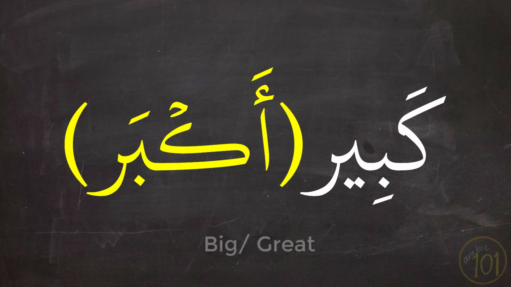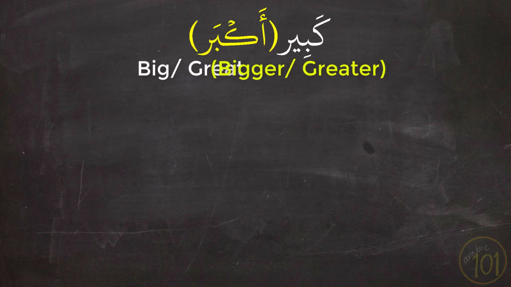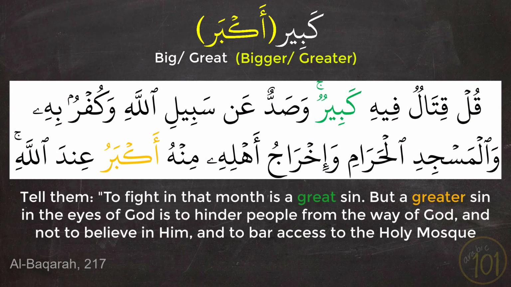Next is the word kabir, which means big or great, and akbar, bigger or greater. And we see them used in this example. قُلْ قِتَالٌ فِيهِ كَبِيرٌ وَصَدٌّ عَنْ سَبِيلِ اللَّهِ وَكُفْرٌ بِهِ وَالْمَسْجِدِ الْحَرَامِ وَإِخْرَاجُ أَهْلِهِ مِنْهُ أَكْبَرُ عِنْدَ اللَّهِ.